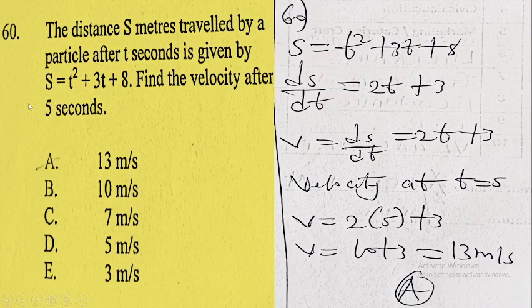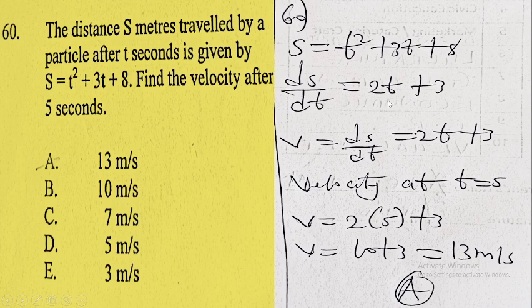Then the last question, which is also on the application of differentiation to linear motion. The distance s in meters traveled by a particle after t seconds is given by s is equal to t squared plus 3t plus 8. Find the velocity after 5 seconds. So we are given the distance as this equation. If I differentiate distance against time, that will give me the velocity.